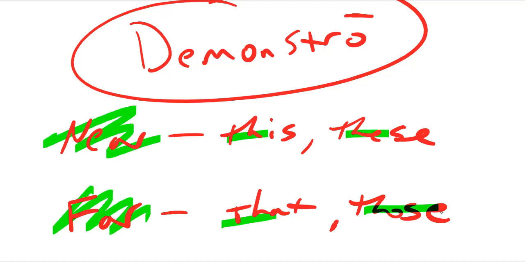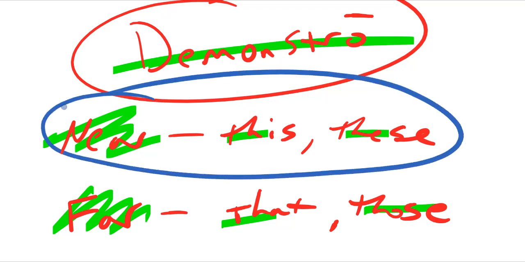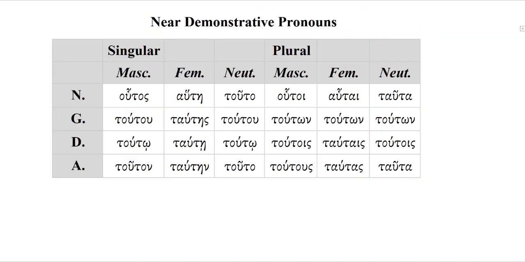This or these, that or those, to point something out, usually to draw attention to it. Although we do know stylistically some authors can use these without emphasis. It seems that the Gospel of John likes to use them a great deal. Let's first look at the near demonstrative pronoun, the word for this or these, right? Singular this, plural these. Here is the chart right here from the book for the near demonstrative pronouns.